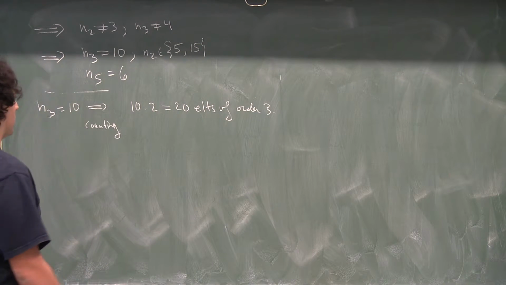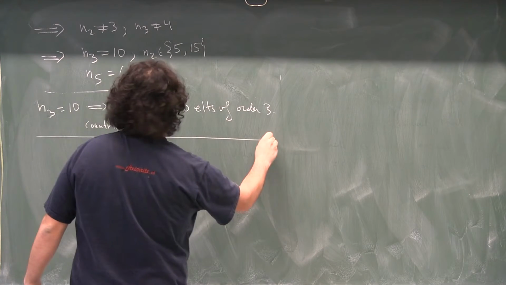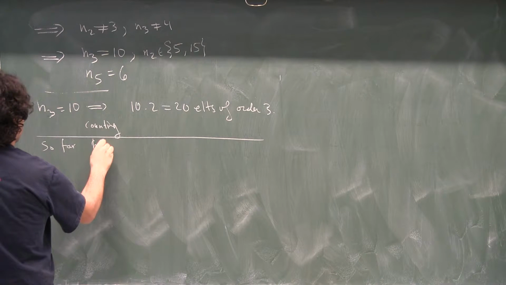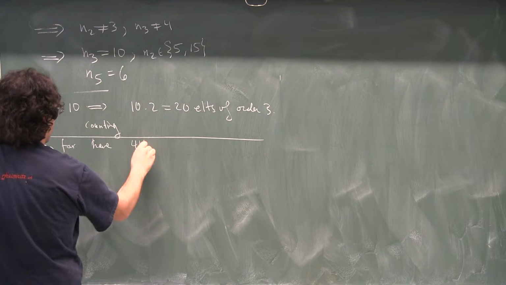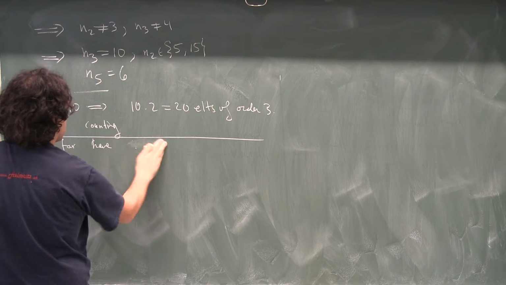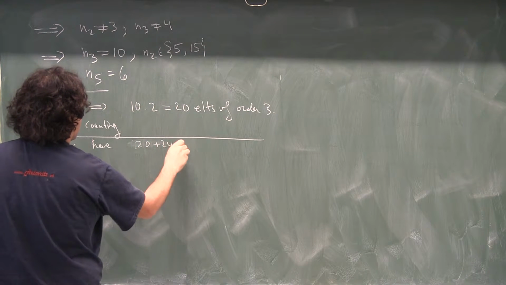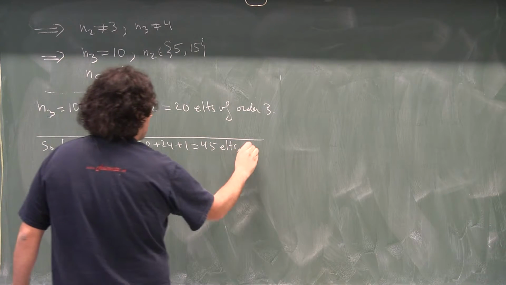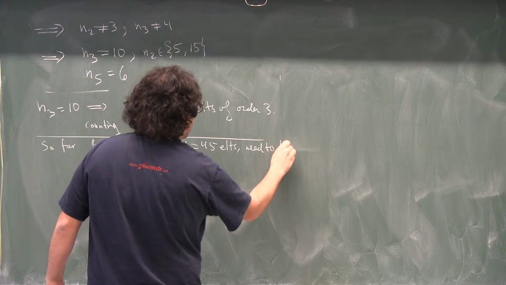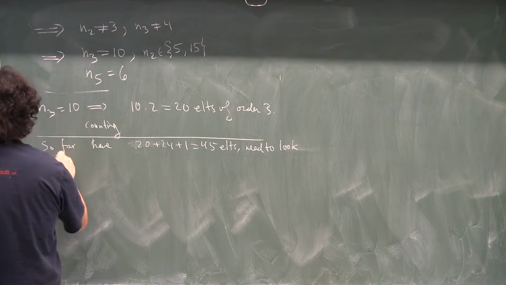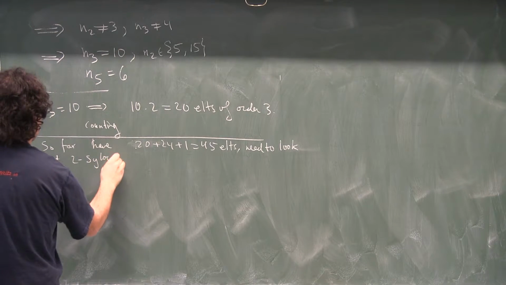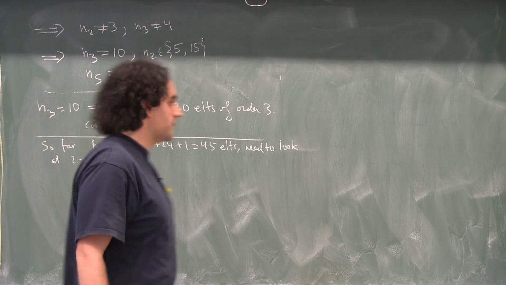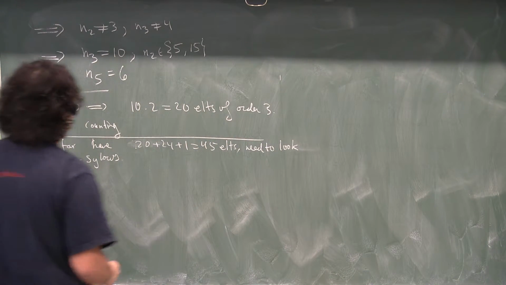It's still not enough to push me over the top. So I have to do something with the 2 Sylows. So, okay, so far we have 44 plus 1. So let's write this as 20 plus 24 plus 1 equals 45 elements. Need to look at 2 Sylows. And this is where we are going to use a new technique, which is a little bit more subtle.